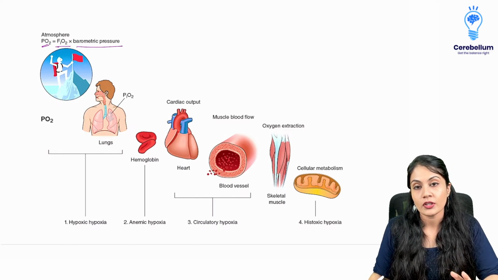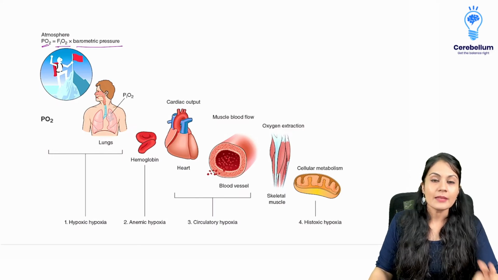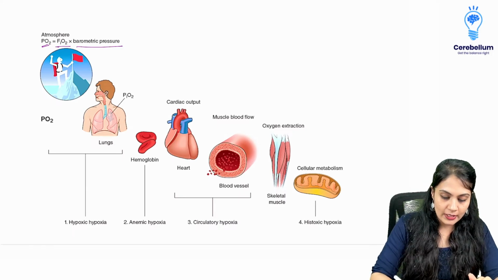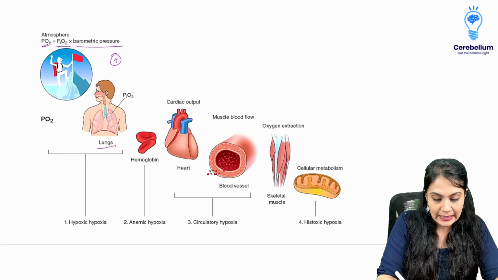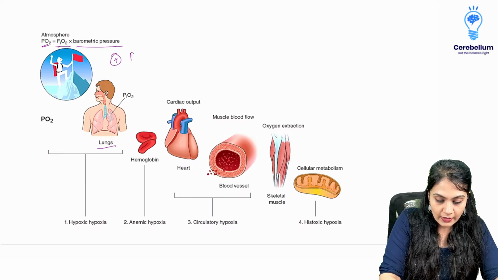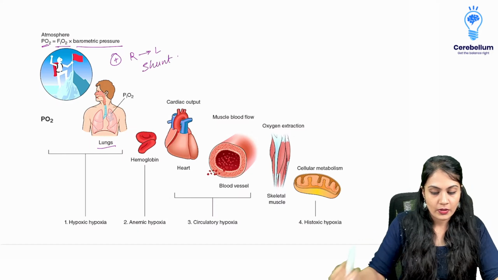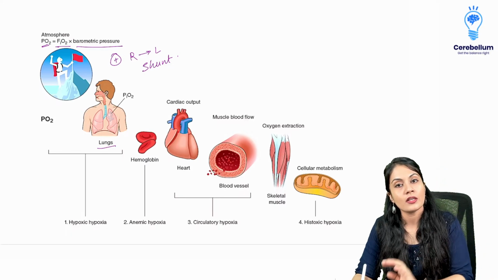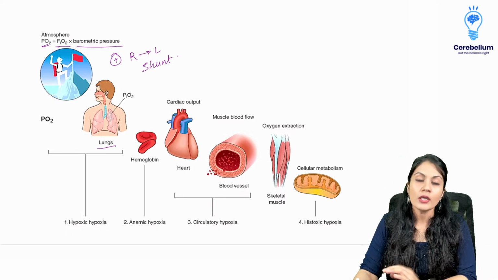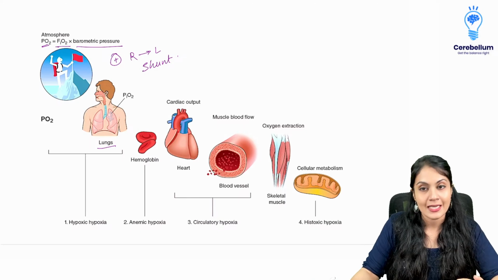This is the very important thing. All right. Now, let's say the barometric pressure has been decreased, or there is a problem in the lung, or we can add one more thing, that is right to left shunt in the heart, right? So all that is going to come under hypoxic hypoxia. Second, if the hemoglobin is not normal or it has been reduced, that will be called anemic hypoxia.